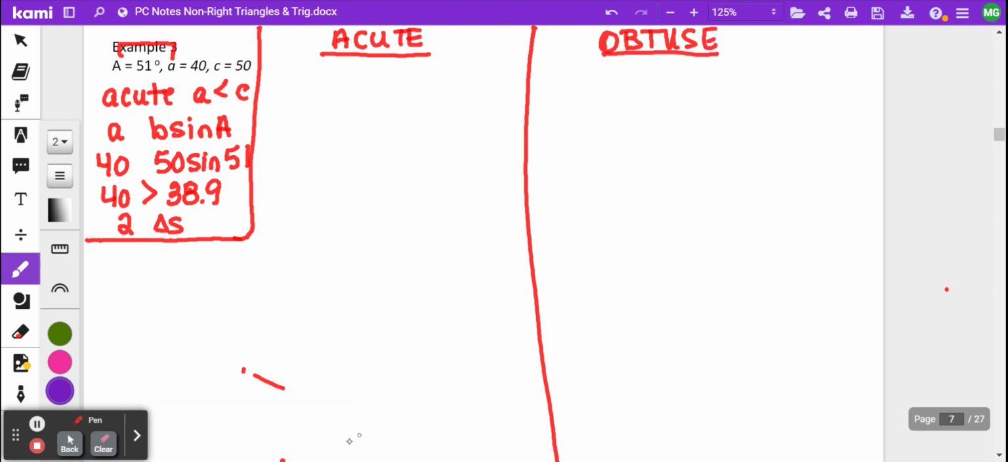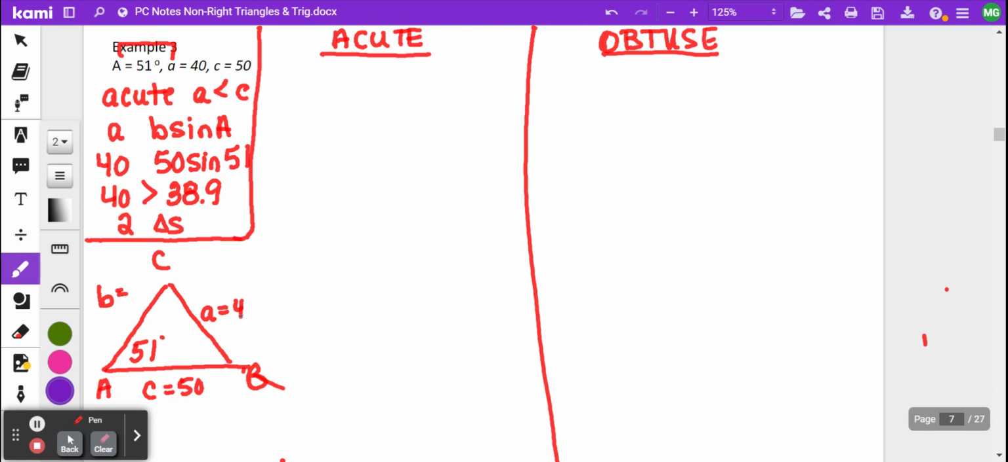The first thing is it starts off like any other law of sines problem. We're going to have to draw our diagram. We know we have a 51-degree angle that's been given to us, so I'll call that angle A, which is 51. And we have side B, so this is going to be angle B, angle C. We know side B, we're not sure of yet. And side C is 50 and side A is 40.